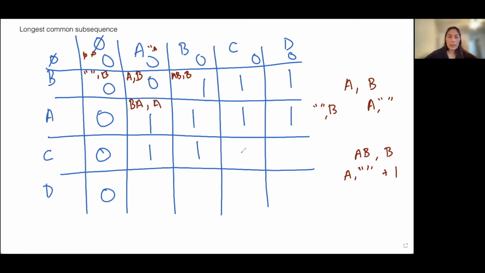C and C here do match. We have BAC compared to ABC. So we go to the top left, we see that 1, we add 1 to it, this cell becomes a 2. C and D do not match. We look left, we look up, we take the larger value, which is that 2.